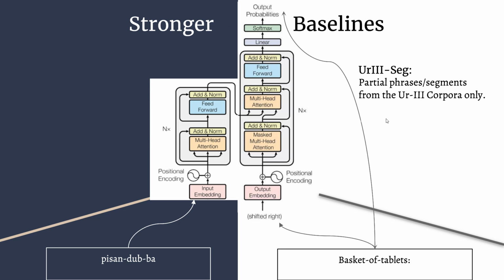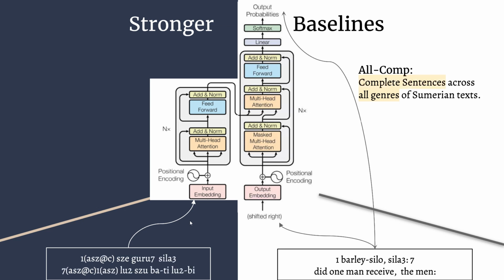Then we have the all seg configuration, where we use even the out of domain data from all genres of Sumerian text, but still the partial phrases. And finally the all comp configuration, where we have the complete sentences across all genres of Sumerian text. Not only does this provide out of domain knowledge and language understanding to the models, but also complete sentences. We found that this type of data configuration gives us the best baseline, and we further use this to compare our semi-supervised and unsupervised approaches.